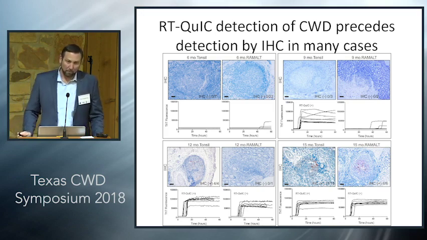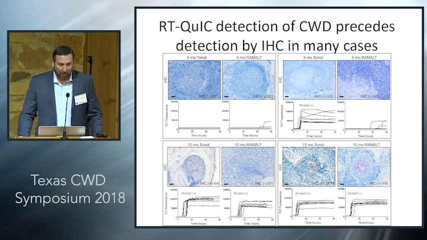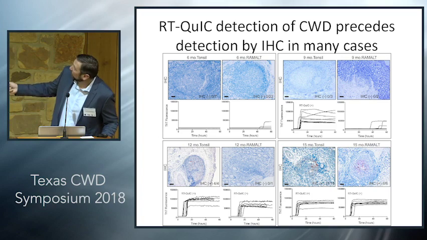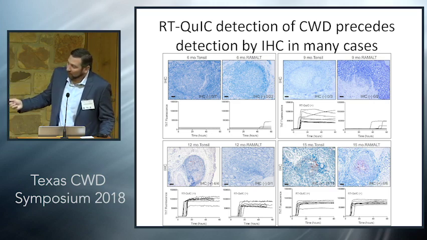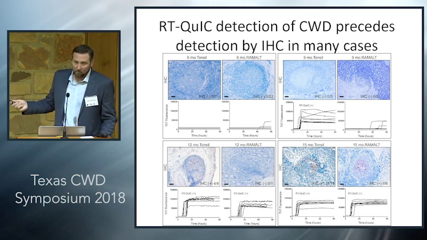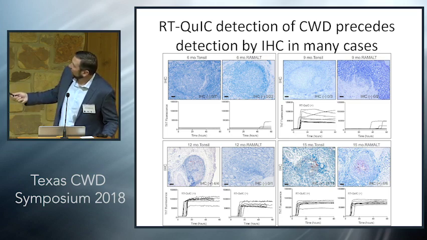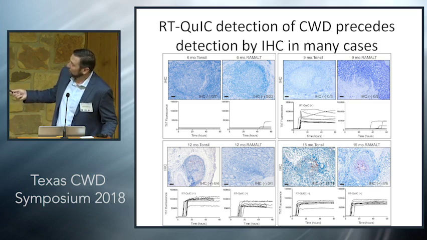So at 6 months, both samples were IHC negative, and both samples were also RT-QuIC negative. And at 9 months, we see, again, both samples are IHC negative. However, the tonsil is RT-QuIC positive here. So these are 8 out of 8 replicates positive at about 10 hours. And the rectal sample is negative here, and we start to see a little bit of activity in this rectal sample. However, that one was not statistically positive. The next sampling period at 12 months, we see IHC positivity in the tonsil, and RT-QuIC remains positive. And then we see the rectal sample positive, but only in RT-QuIC, and then the story progresses until everything is positive.